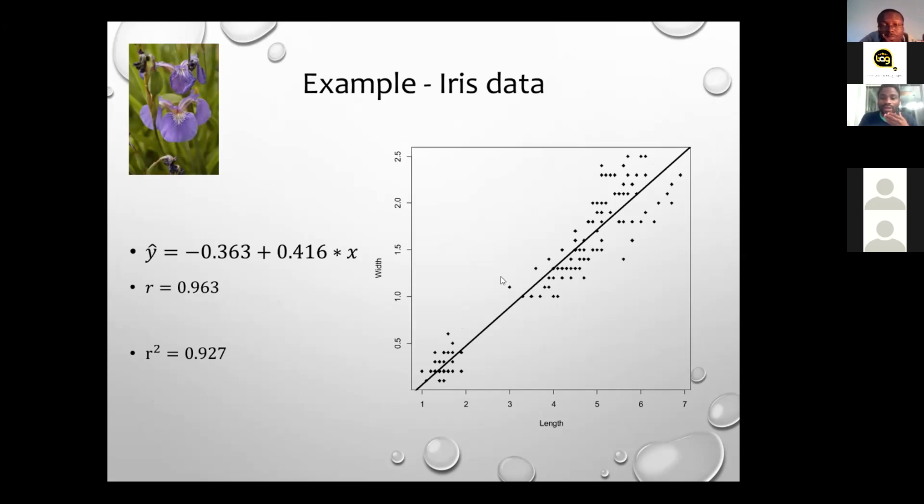So now we can write the equation of this line: minus 0.36 plus this is x. It gives us the width, given by the length following this equation. And we have a coefficient of correlation of 0.96 and a coefficient of determination of 0.92. I will come back to this one, what we call the coefficient of determination.